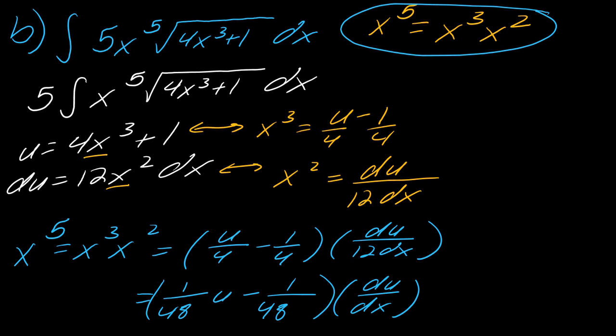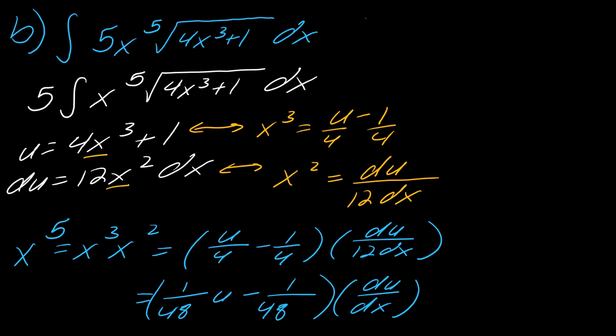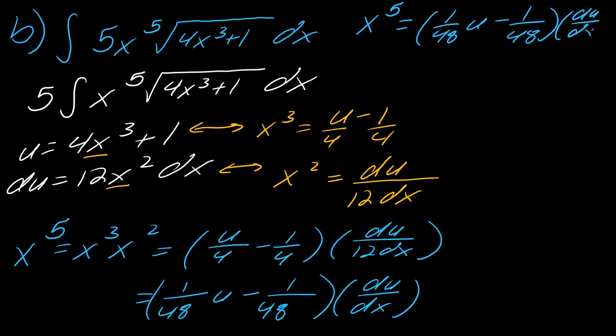So I had to play around with this a little bit to get to this. But here's how I can replace my x to the 5th. So I've got my u, and now I've got my du, and I've also figured out what my x to the 5th is. So this is all kind of a mess to look at here. Just to round everything out, I'm going to summarize this. We just said that x to the 5th equals 1 over 48u minus 1 over 48, times du dx.